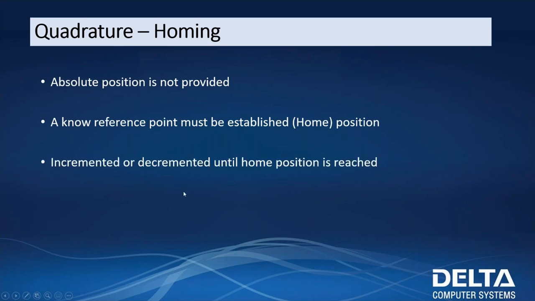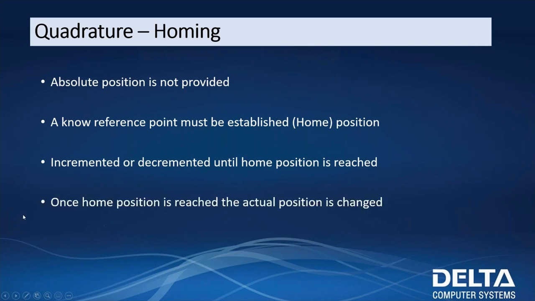So a known reference point must be established, that home position. Generally, you're going to increment or decrement until the home position is reached, and once it is reached, the actual position is changed. We can change this in the software. What that might look like is, I'll move the transducer until, say, we see the Z pulse, or move until we go to the end of our travel, and then wait for a little bit and call that home. There's many ways you can do it. Maybe a limit switch. All kinds of different ways you can find your home position, but generally with quadrature, you're going to do that on startup.